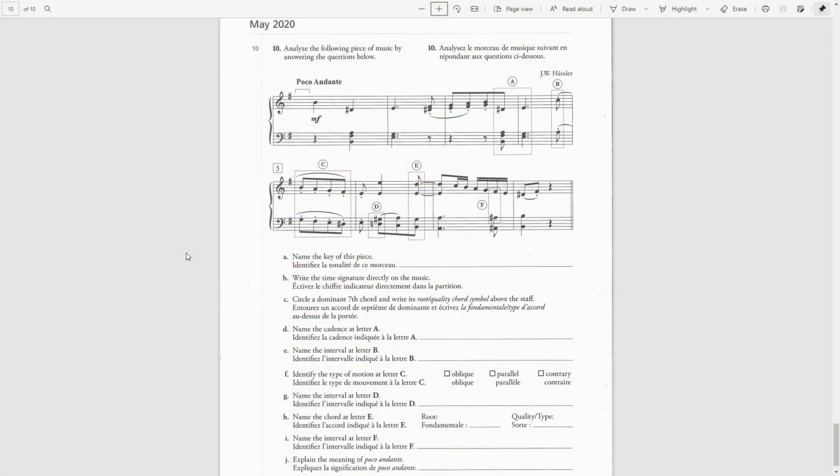In this question, we have to analyze the following piece of music by answering questions below. Name the key of this piece. 1 sharp could mean G major or E minor.